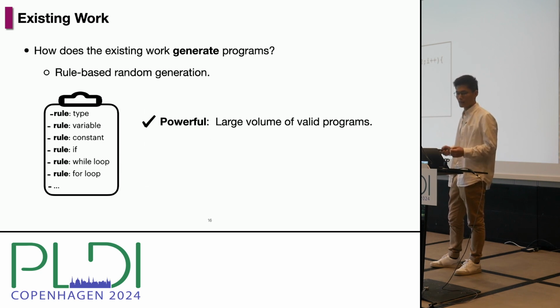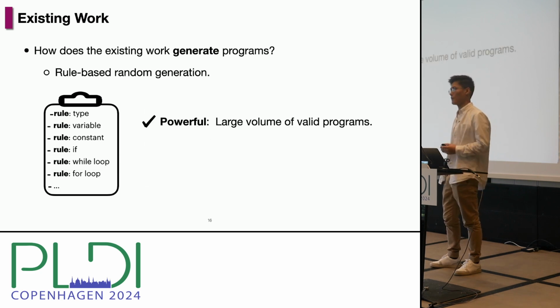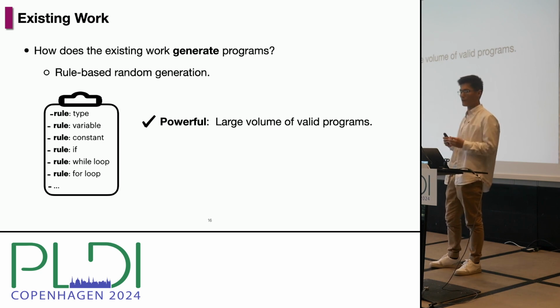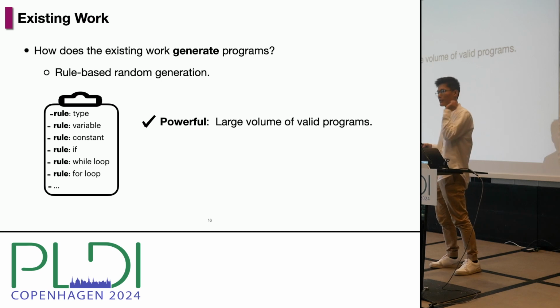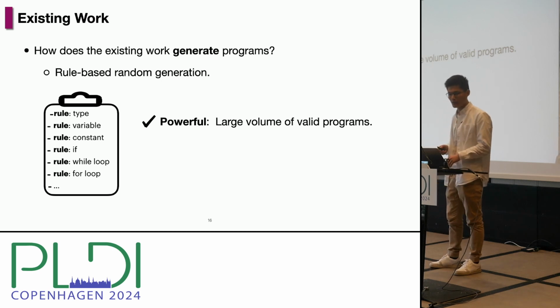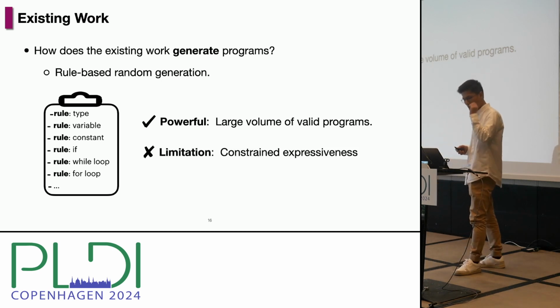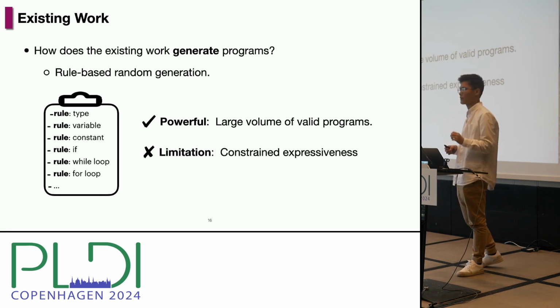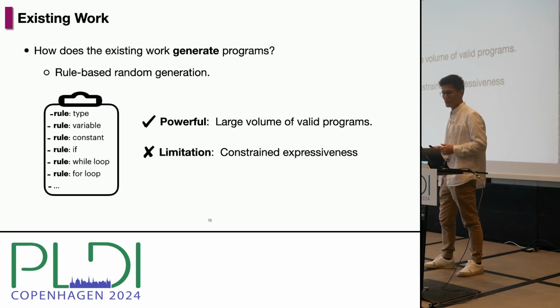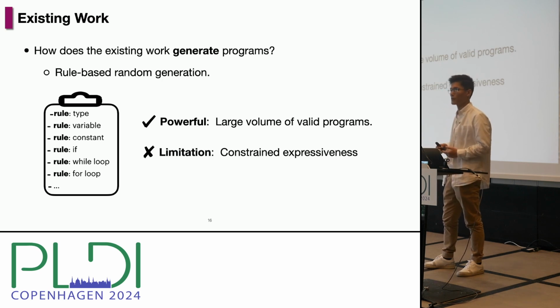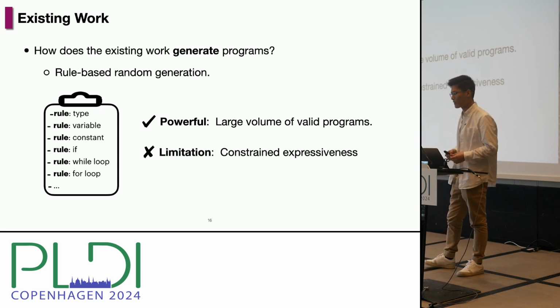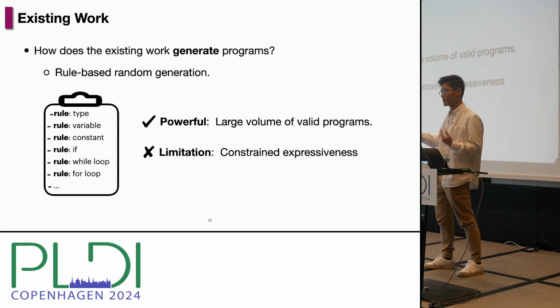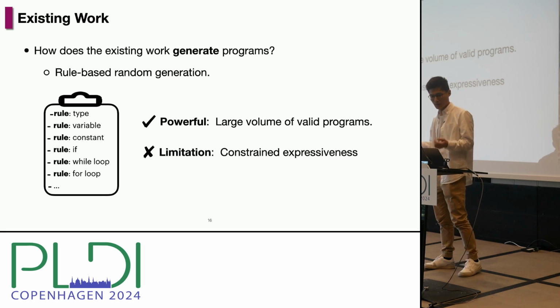So in some sense, random generation is really powerful. They can generate a large volume of valid programs and extensively test the compilers. However, because of their constraint limitation, the expressiveness of the generated programs is constrained, because if you check those programs, they look somehow very similar.